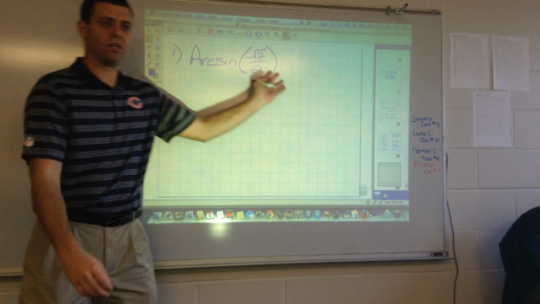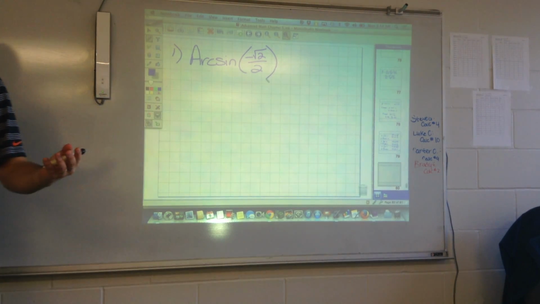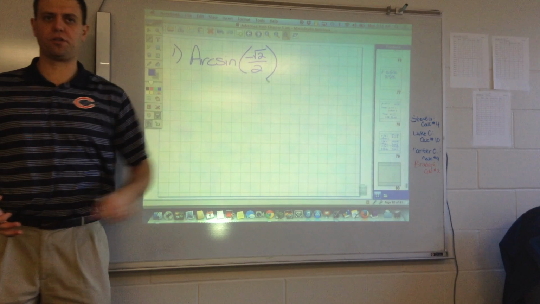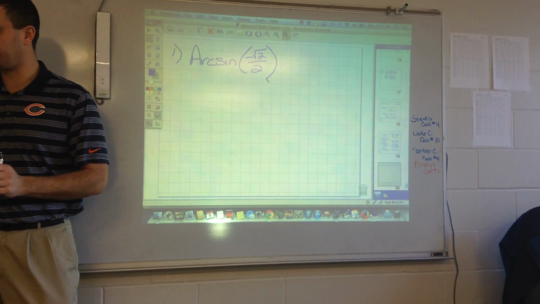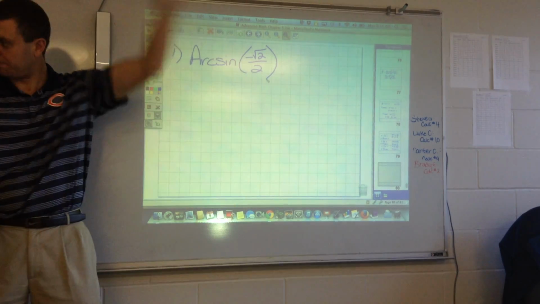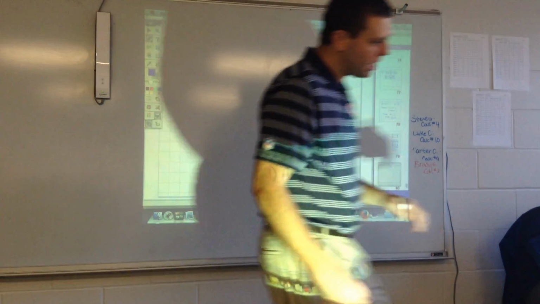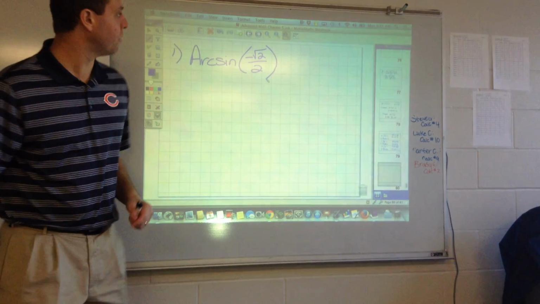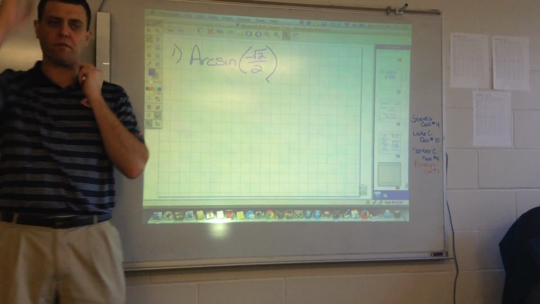Now, when you see this, what is it asking you to find? The angle. The angle whose sine value is negative root 2 over 2, and that angle has to be between where and where? Negative 90 and positive 90, or negative pi over 2 and positive pi over 2. Okay? We're going to use radians here for right now, so we'll get our answers between negative pi over 2 and positive pi over 2.